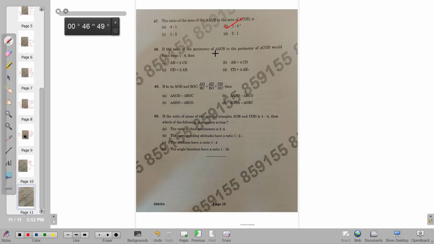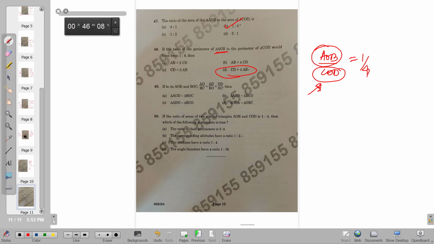If the ratio of perimeter of triangle AOB to perimeter of triangle COD would have been 1:4, then see, ratio of perimeters is going to be same as ratio of sides. So AOB by COD is 1 by 4. So any side of this triangle divided by any side of this triangle would be equal to 1 by 4. Or you can say any side of COD would be equal to 4 times the corresponding side of AOB. So over here, the only option which matches is this one.